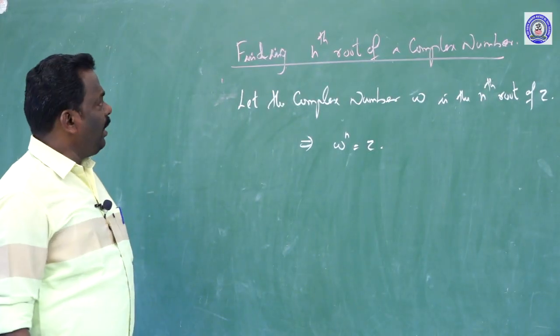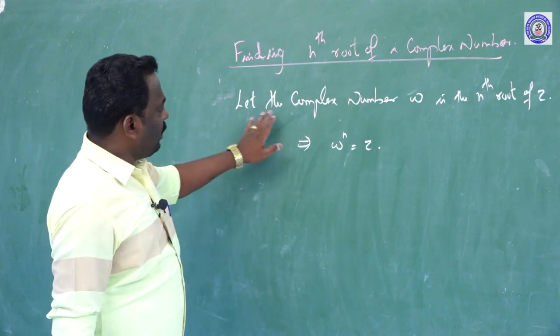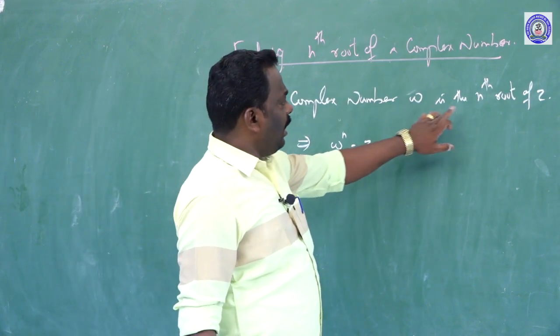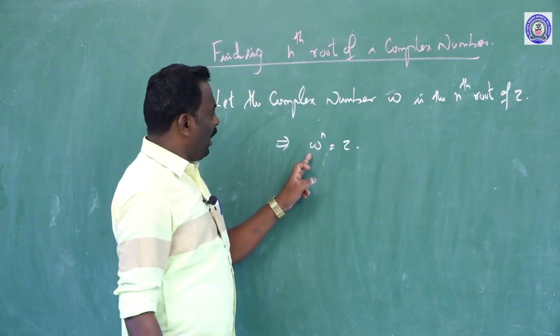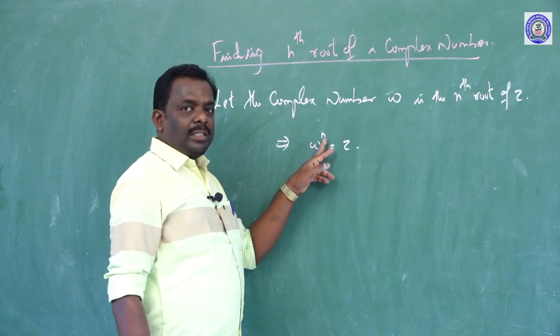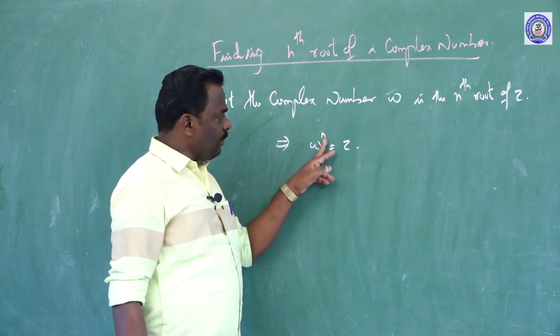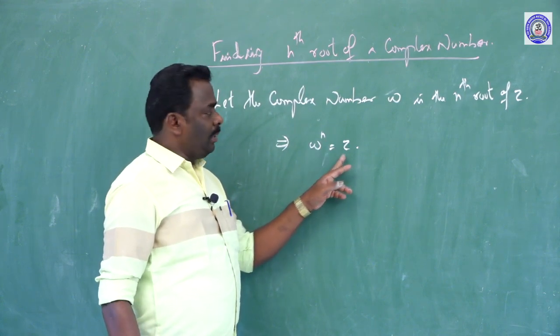The next topic is to find the nth root of a complex number. Let us consider ω as the nth root of the complex number z. That means ω to the power n equals z. Here ω to the power n is a polynomial of degree n, and we equate it to the complex number.